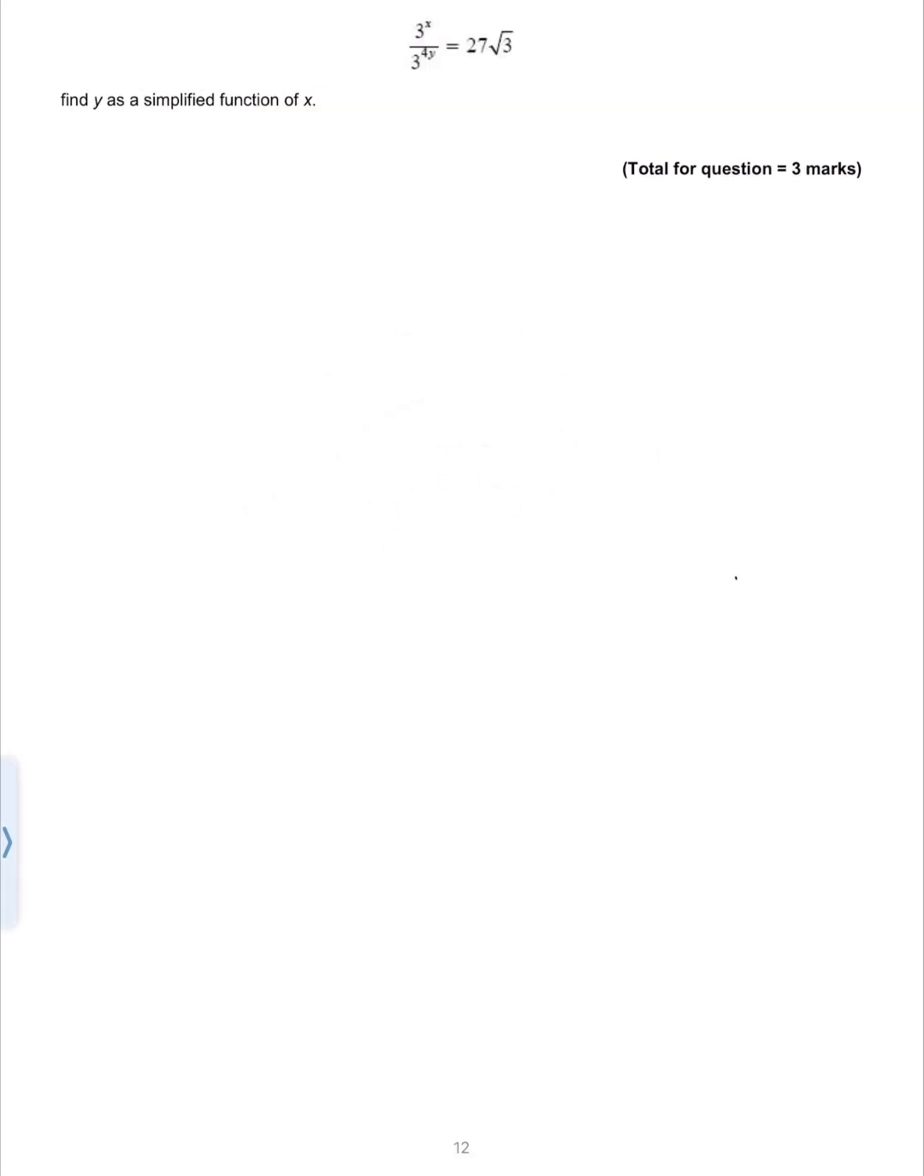Okay, here is one more question on surds and indices. So we have to find y as a simplified function of x. So whenever we have an equation with powers in it, we try to make all the powers of the same base. So 3 to the x over 3 to the 4y. The 27, we have to convert it into a power of 3, so it's 3 to the power 3. And then root 3 also we have to convert it into a power of 3, which is 3 to the power half.